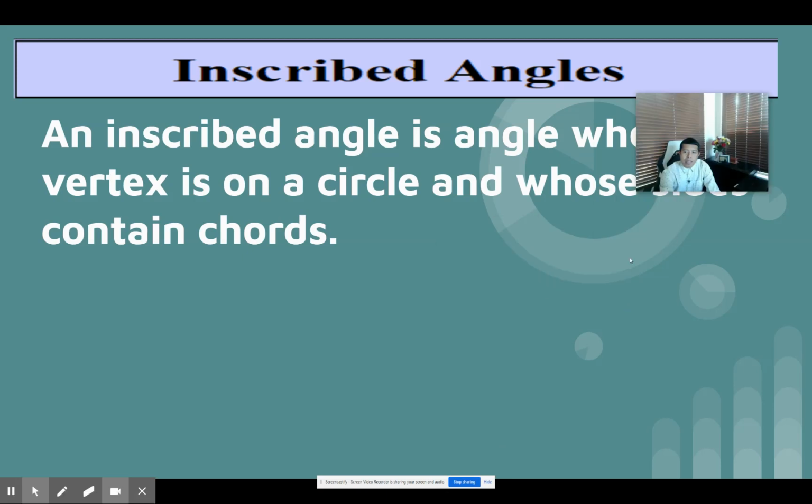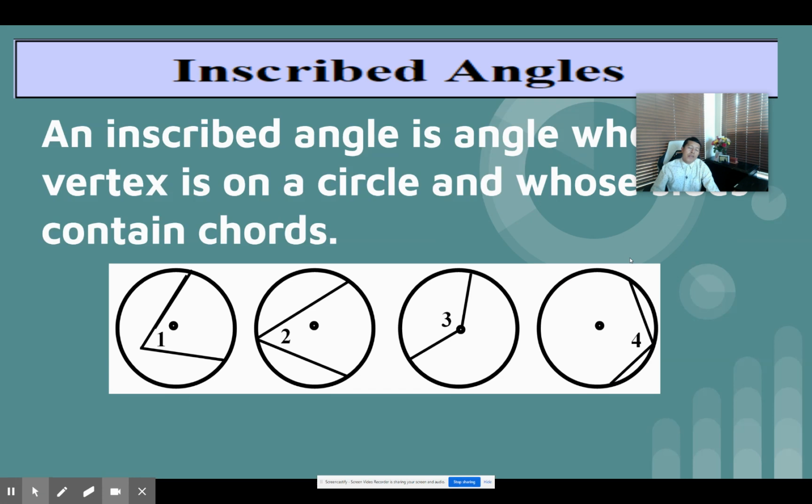All right, now let's take these four diagrams. Example 1, look at that. The vertex is inside, it's not on the circle, so that's not an inscribed angle. Example 2, that is an inscribed angle. So it's inscribed, let's make it simple: all the points of the angle should be on the circle.